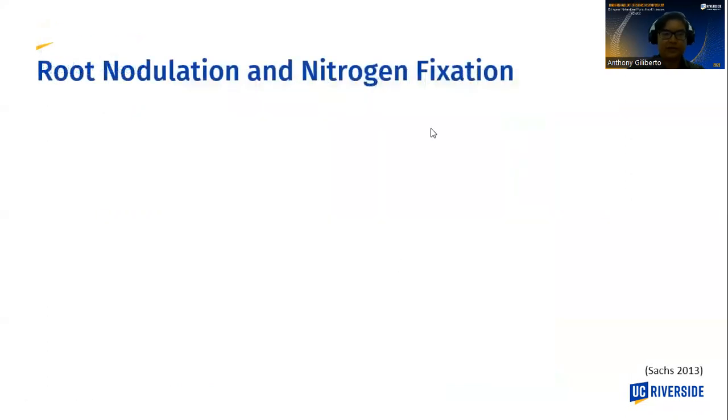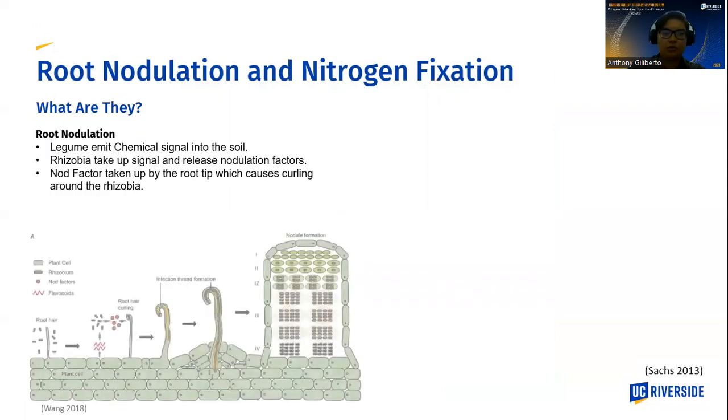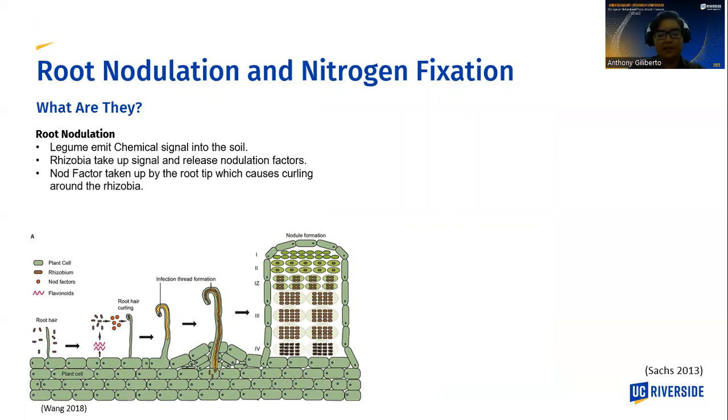So that'll bring us to root nodulation and nitrogen fixation. What are they? Root nodulation is the formation of tumor-like growths on the root system that house nitrogen-fixing bacteria. So in this case, the picture exhibits the root system of a legume plant and rhizobium bacteria. Chemical signaling will occur between the legume root system and the existing soil rhizobia. The roots will uptake the bacteria into their structures, where the bacteria will begin to proliferate, resulting in nodule formation.